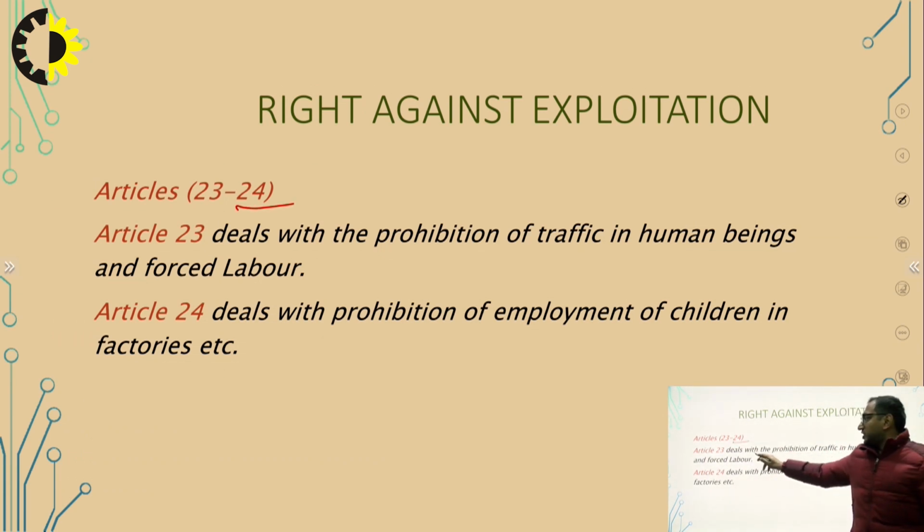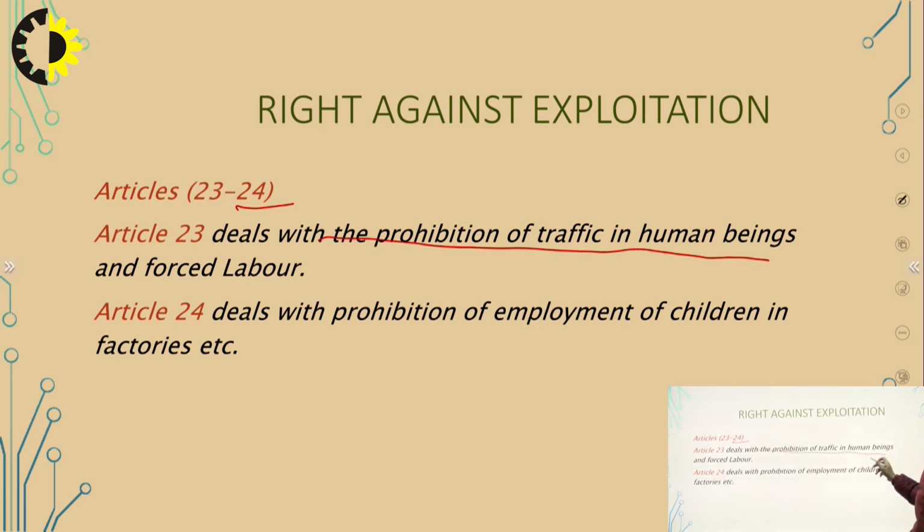Now, Article 23 deals with the prohibition of traffic in human beings and forced labor. Trafficking means kids who are below the age of 14 are moved without the consent of their mother and father from one place to another. That is completely illegal, and they are being forced to do labor. So we can see like in traffic areas or in the red lights while moving from one place to another, small kids are begging. So that is completely illegal, and that is the perfect example of exploitation. So it is being protected by this constitution, Article 23.